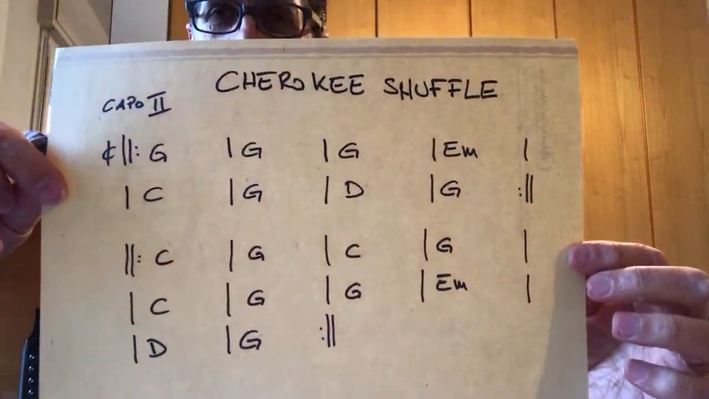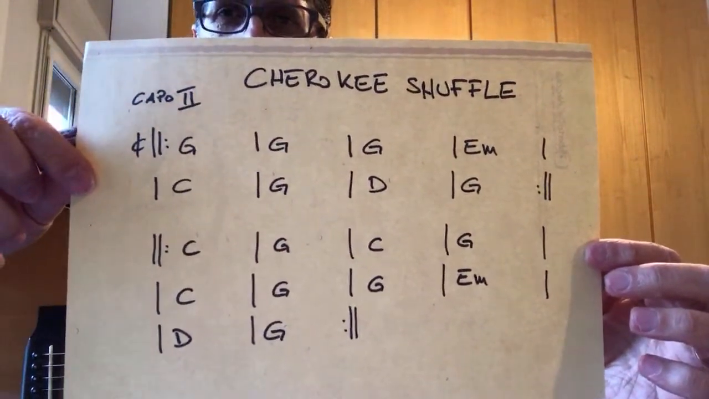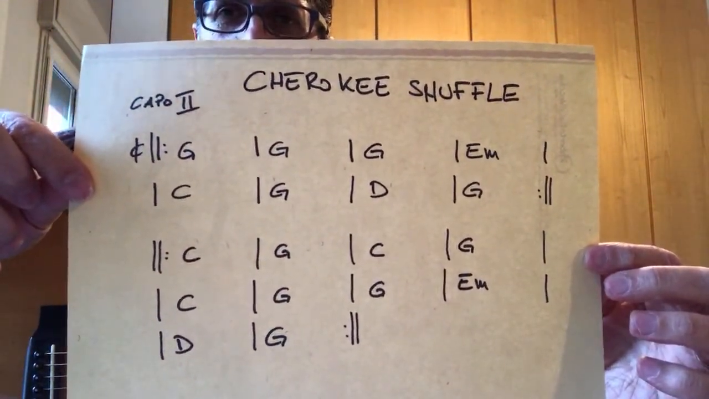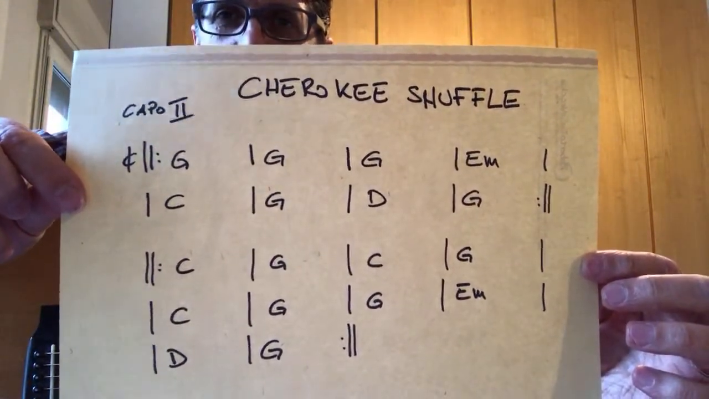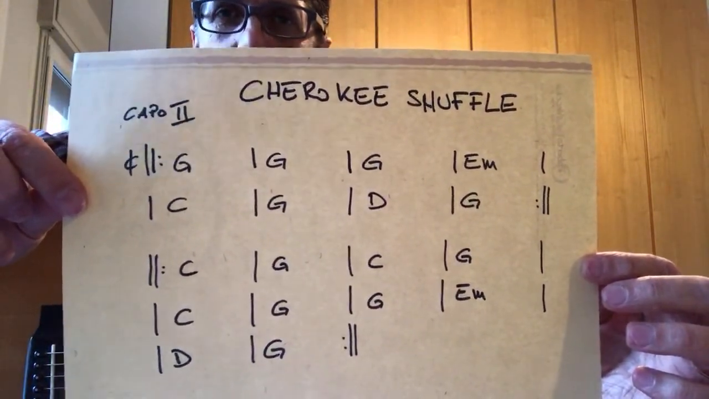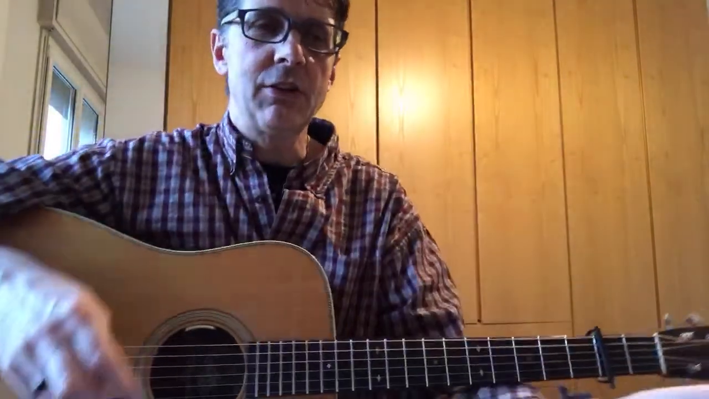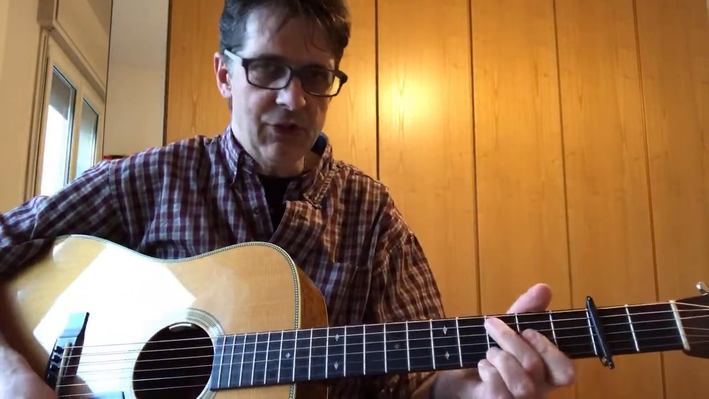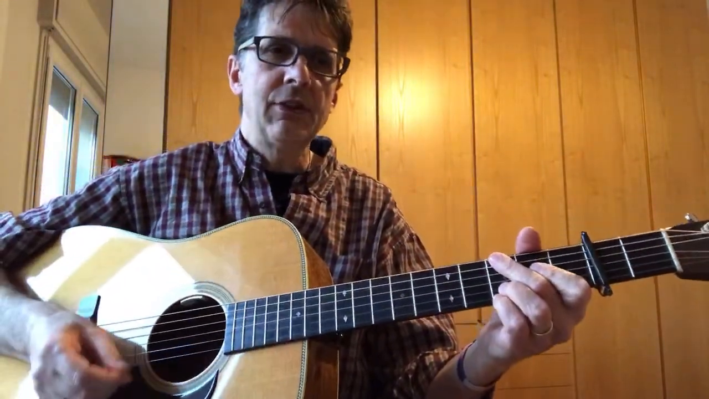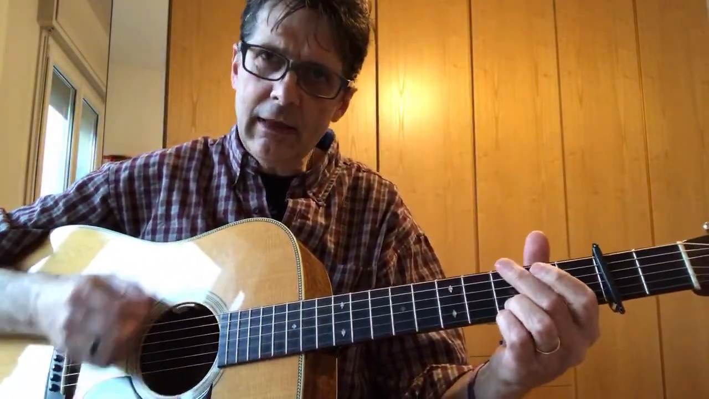So maybe you wanna screenshot this. As you see, we have a capo at the second fret, and so we're playing out of G position. And that's the way I usually play Cherokee Shuffle. So we are here in G position, and Cherokee Shuffle goes like this.